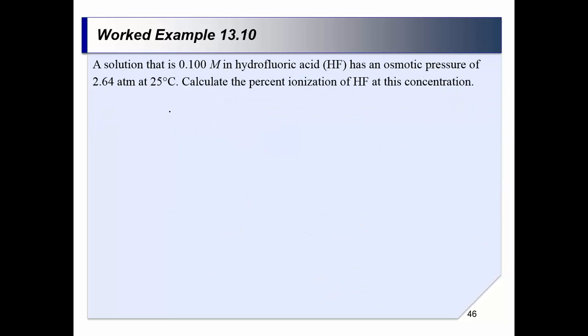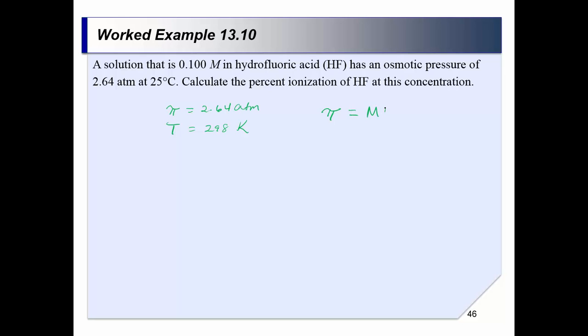Here's another example, a solution that is 0.100 molar in hydrofluoric acid. It has an osmotic pressure, so we're given our pi value of 2.64. We have our T value of 298 Kelvin. Calculate the percent ionization of HF at this concentration. Well, the first thing I'm going to do is find the concentration of dissolved particles, and that's going to be found by pi equals MRT.